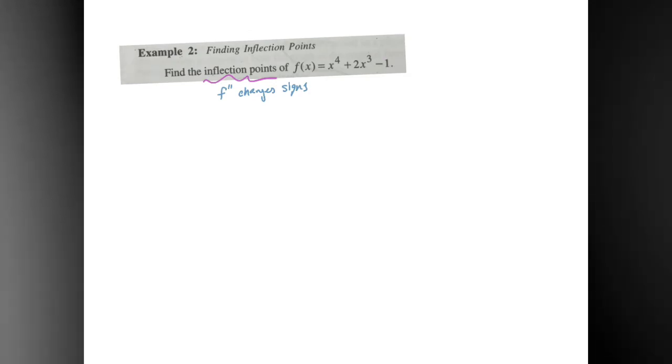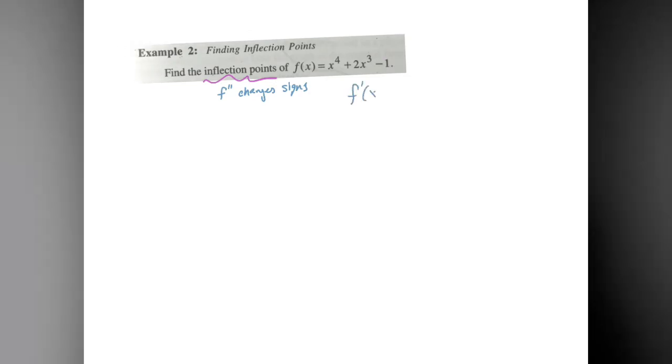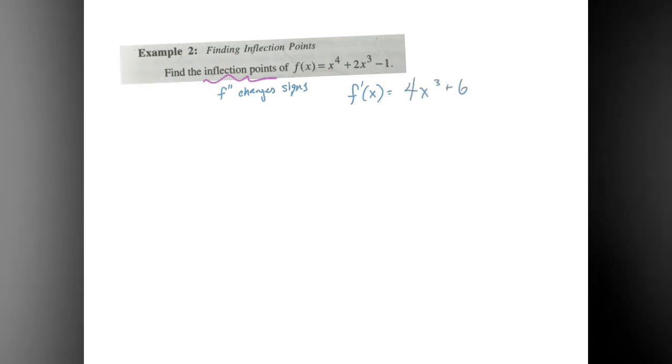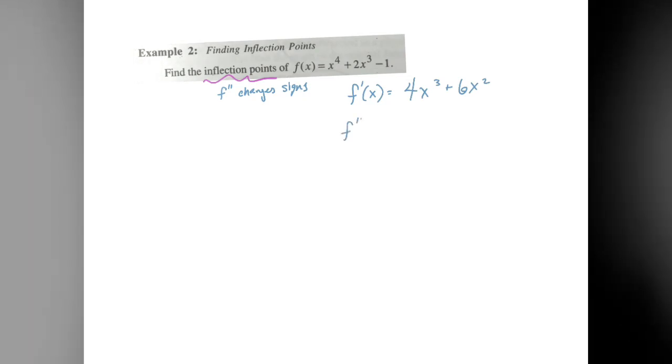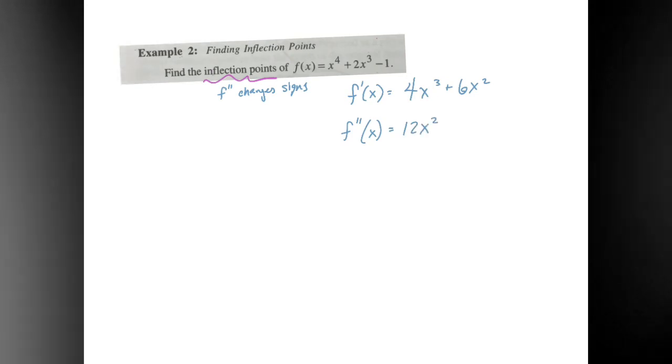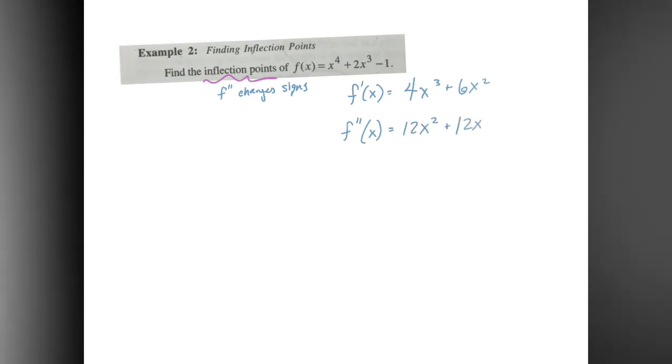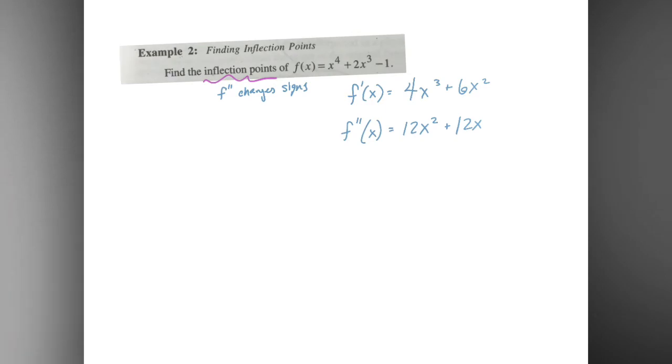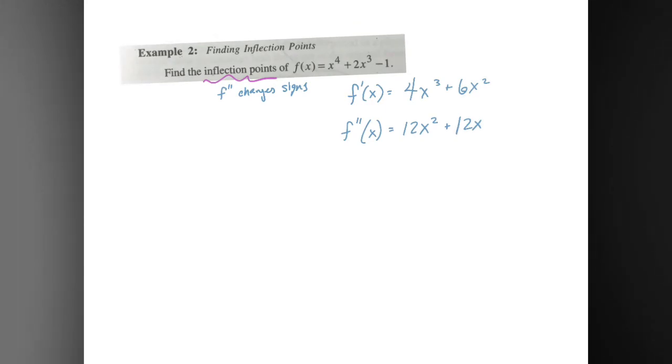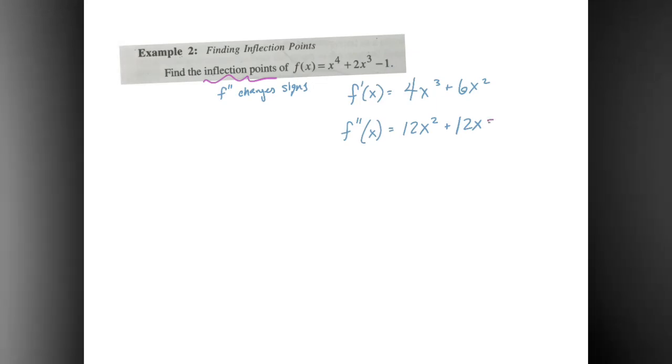So to find the second derivative, we should start by finding the first derivative. What do we got? 4x cubed plus 6x squared. Easy peasy. Now find the second derivative, and we get 12x squared plus 12x. All right, so we need to find where f double prime changes signs, so I'm going to want to make a sign chart. Let's find where f double prime equals 0.